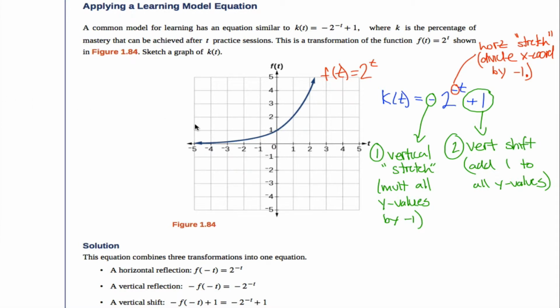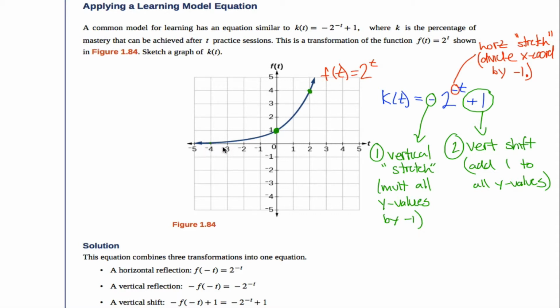I think I'm going to apply these in steps. I think I'm going to first apply my vertical transformations and get an intermediate graph, and then apply my horizontal transformation to get my final graph. So let's pick some points right here. Unfortunately, there's not too many points that fall at integer values here. I have one at 0, 1, and I have one at 2, 4.